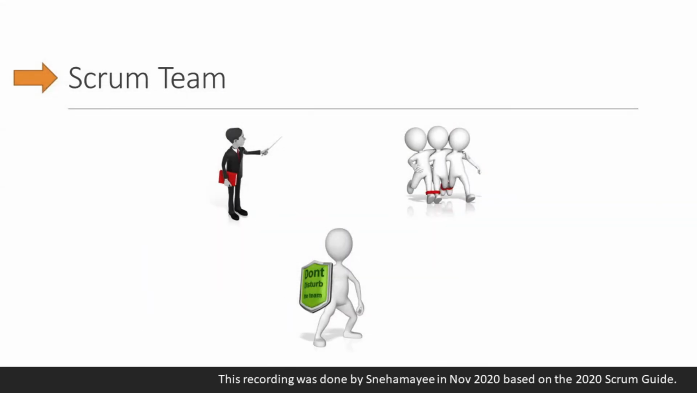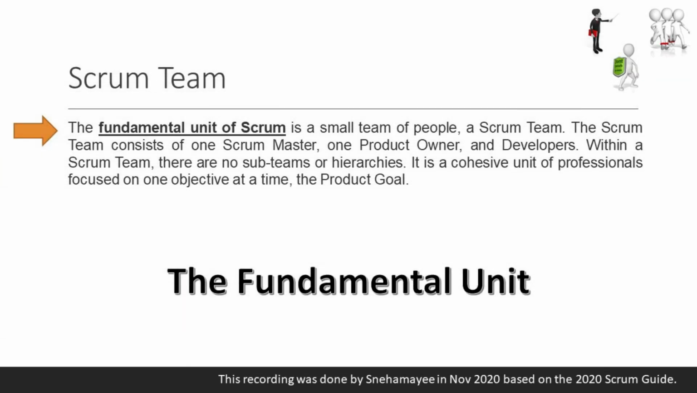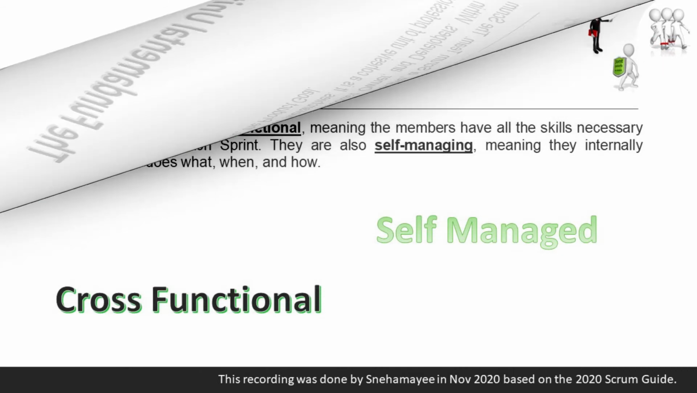Scrum Team. The fundamental unit of Scrum is a small team of people, a Scrum team. The Scrum team consists of one Scrum Master, one Product Owner, and developers. Within a Scrum team, there are no sub-teams or hierarchies. It is a cohesive unit of professionals focused on one objective at a time, the product goal.